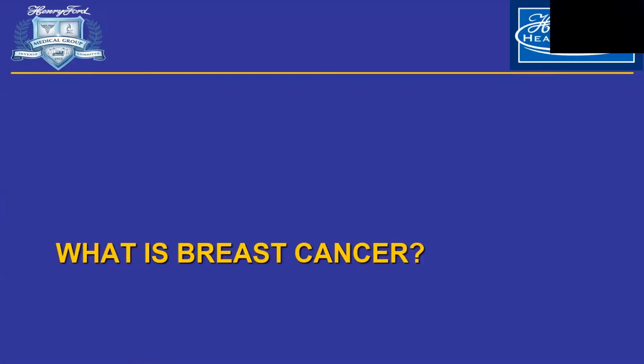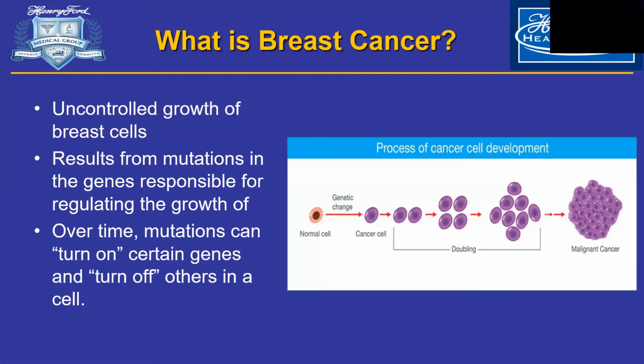So what is breast cancer? Breast cancer is an uncontrolled growth of breast cells. It occurs as a result of mutations in the genes responsible for regulating the growth of breast cells. Normally, the cells in our bodies replace themselves throughout an orderly process. Healthy new cells take over as old ones die out. Over time, mutations can turn on certain genes and turn off others within a cell. The changed cell gains the ability to keep dividing without control or order. More cells are produced and a tumor is formed. And this is just a diagram showing that process.